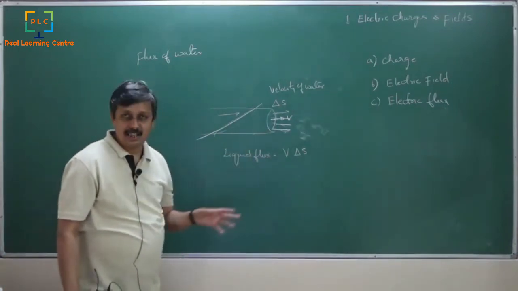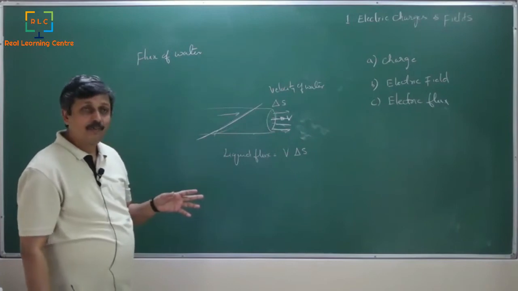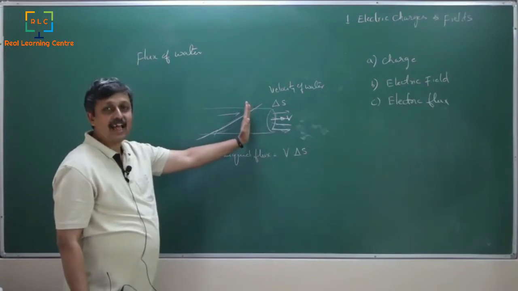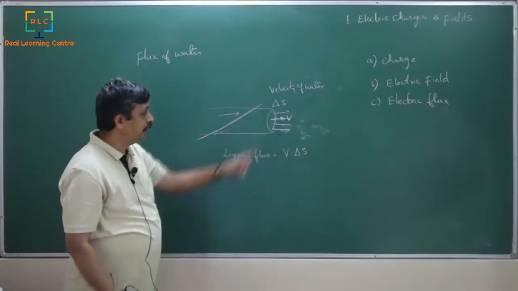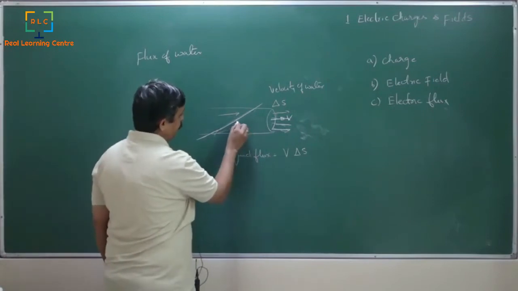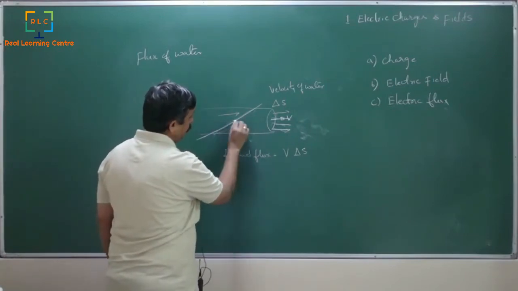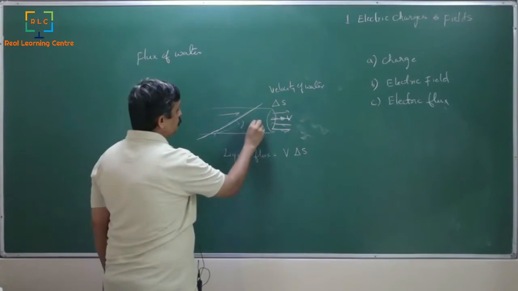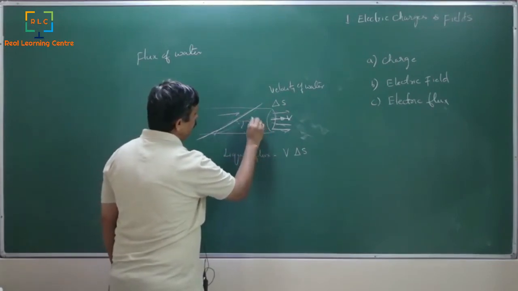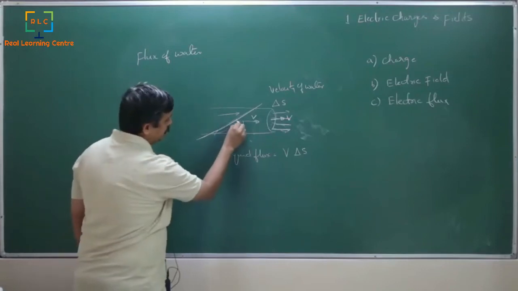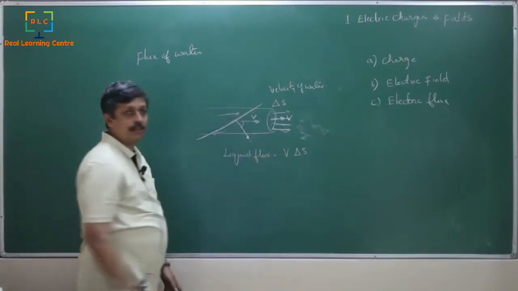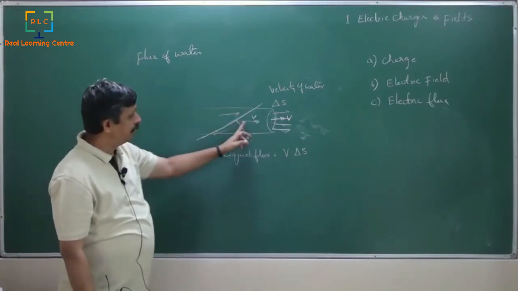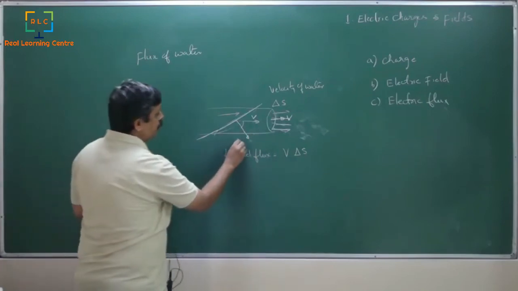So for V into delta S, we also have to look at the angle. Instead of perpendicular, it is making some other angle. This angle is between the v direction and the real perpendicular to the surface. The surface is this. I have taken a perpendicular to the surface, and this is the direction of v. I will call the perpendicular to the surface n.